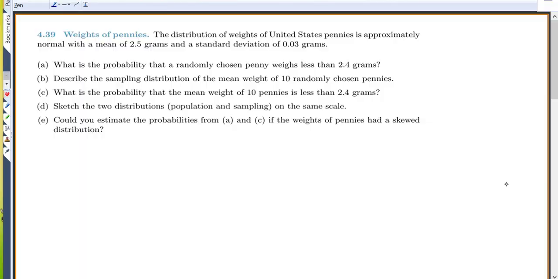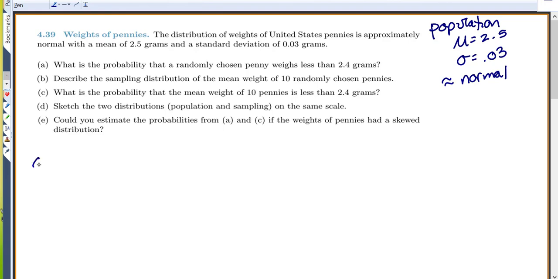This is from our OpenIntro textbook. Problem 4.39, we have the weights of pennies. The distribution of weights in the United States is approximately normal with a mean of 2.5. Notice it just says the distribution of weights of United States pennies. That makes me think it's for my entire population. So my population will have a mean of 2.5 and a standard deviation of 0.03, and it tells me it's approximately normal. Not exactly, but pretty close.